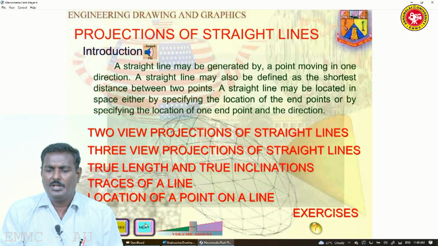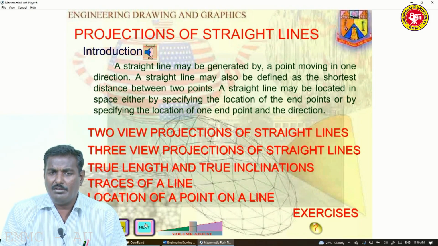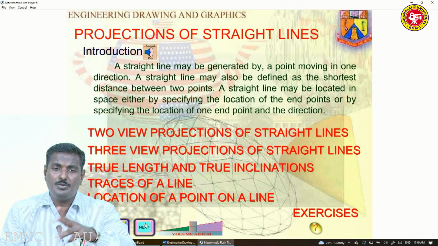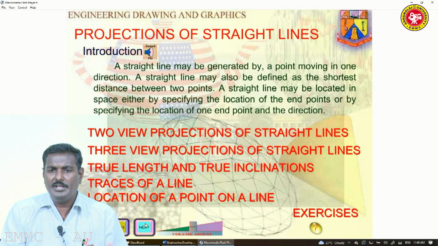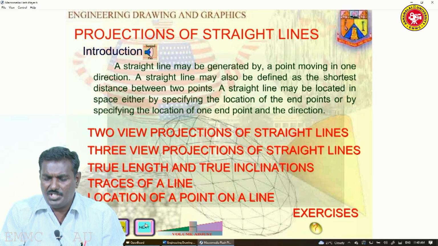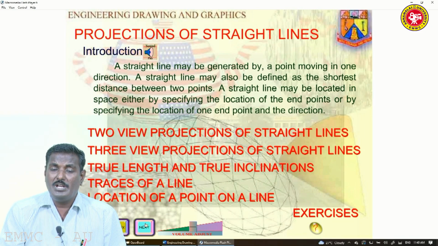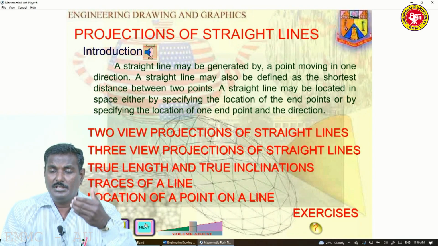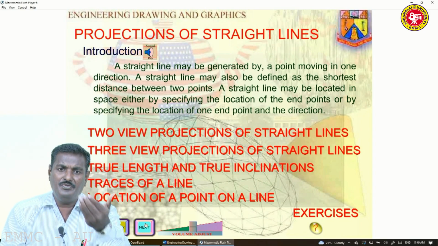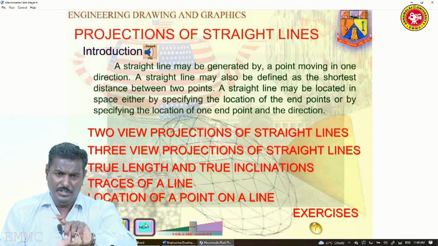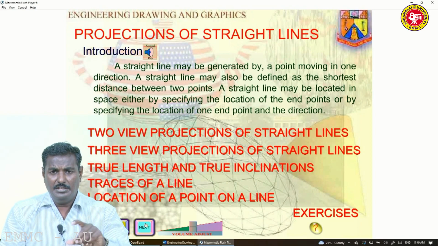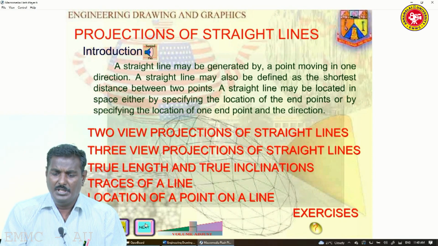So, three-view projection of straight lines. That is why I said it now: if the line is inclined to both planes, we cannot observe any true points or true length, so we need other views. That is three-view projection. So, true length and true inclination. What is true length? Suppose the projection is given; from that we have to find the true length, and the inclination from the horizontal plane and from the vertical plane. That is the concept.